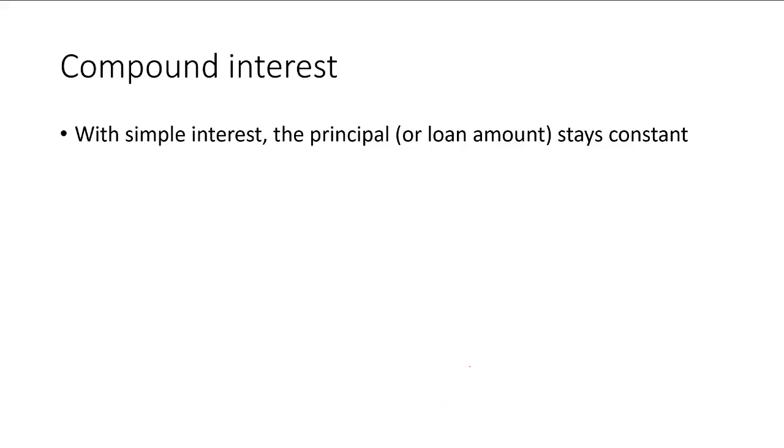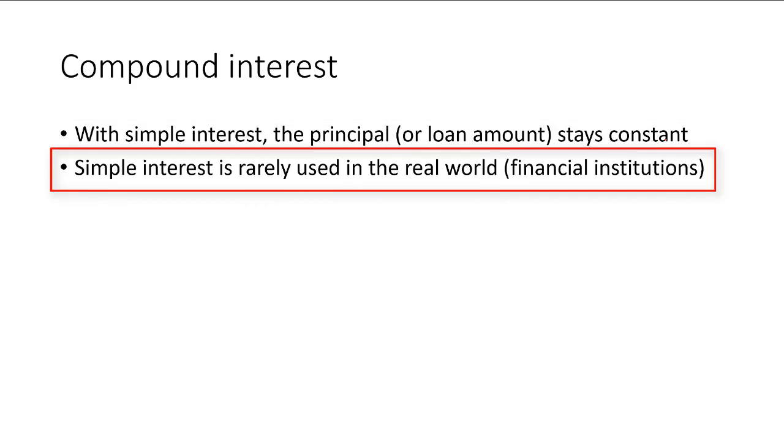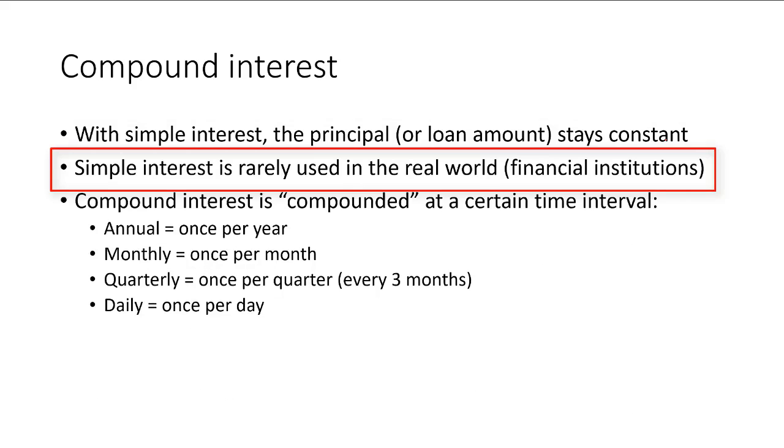Now let's talk about something known as compound interest. Compound interest is actually more common. With simple interest that we just talked about, the principal stays constant, the loan amount. It was constant at $1,000. It didn't change. We were talking about 1 year or 5 years of lending. Simple interest is rarely used in the real world with financial institutions. Instead, compound interest is used.